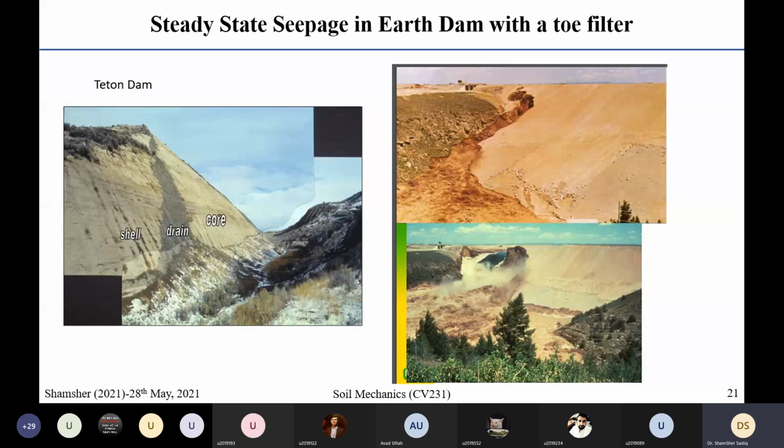This is just to show you one of the seepage failures due to piping. So you can see that this is the shell material of the Tanton Dam, which, okay, this is the drain, this is the chimney drain that I have shown you in my previous example. This is made of highly permeable granular material. This is the core, and on this side there was water.